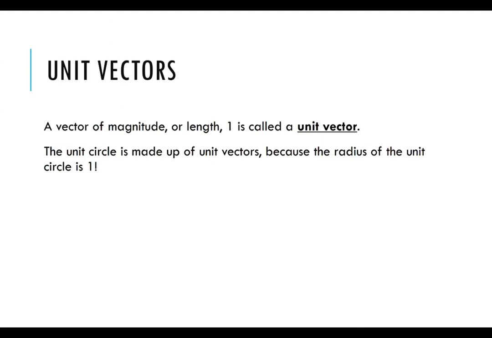Then remember that we talked about unit vectors, but we talked about specific unit vectors, those being i and j, where those were the unit vectors for the x-axis and the y-axis in the positive direction. Well, now what we want to do is find unit vectors for all types. So a vector of magnitude or length 1 is specifically called a unit vector. And the unit circle is made up of unit vectors because the radius of the unit circle is 1.